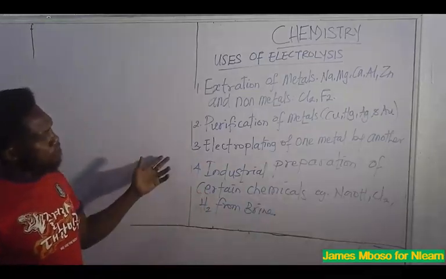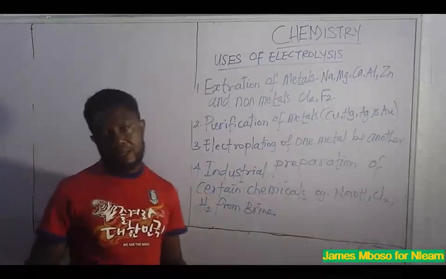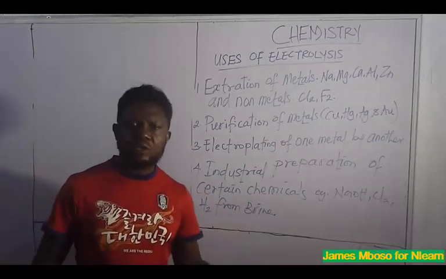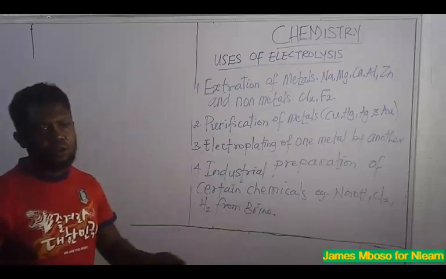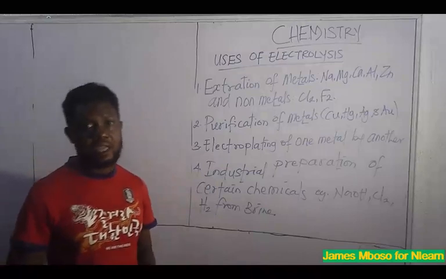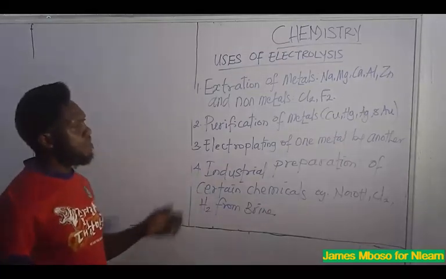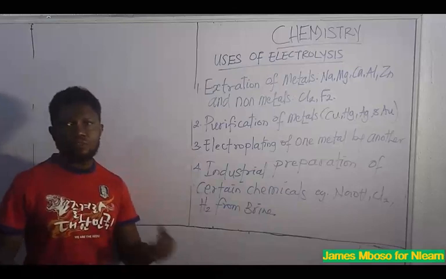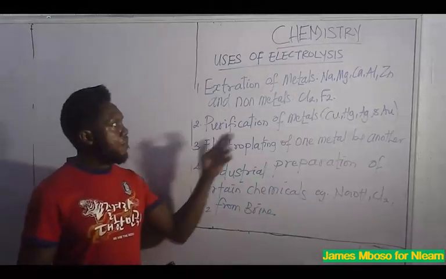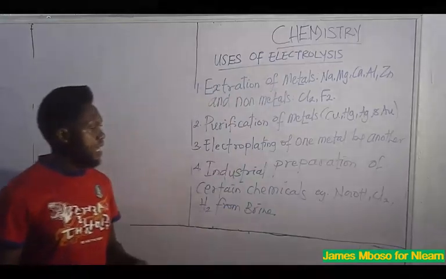Now we have electroplating of one metal by another. That's the third use of electrolysis. Why do we electroplate a metal? We want to increase the longevity of the metal in question. We want to make sure that the metal can withstand hard usage over time. So we do that by applying the concept of electrolysis.